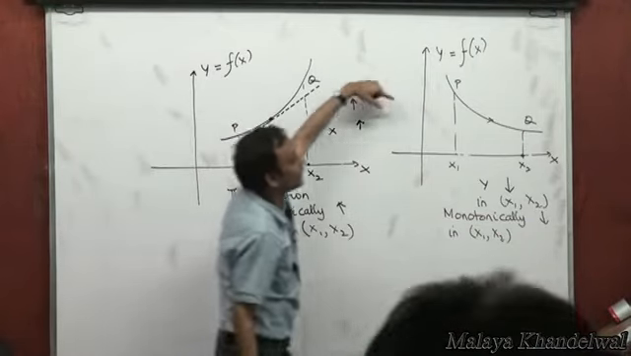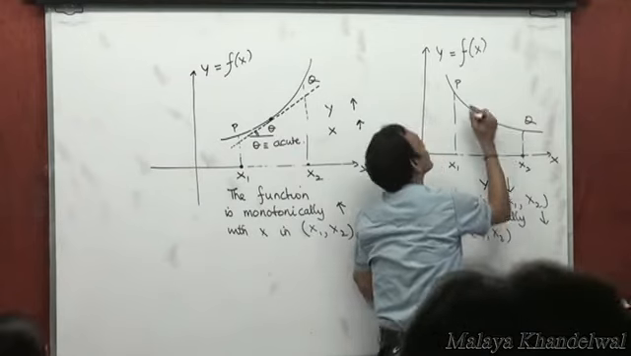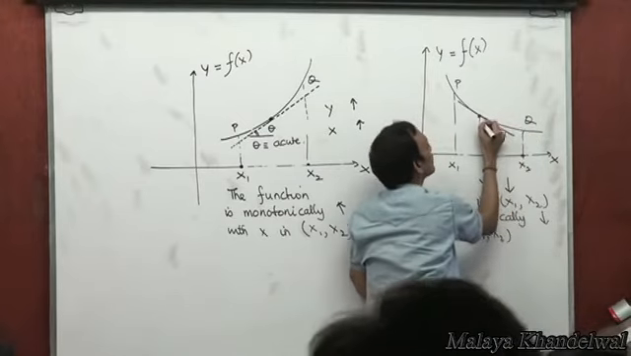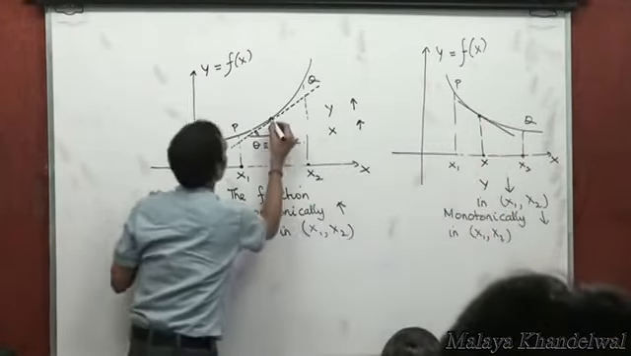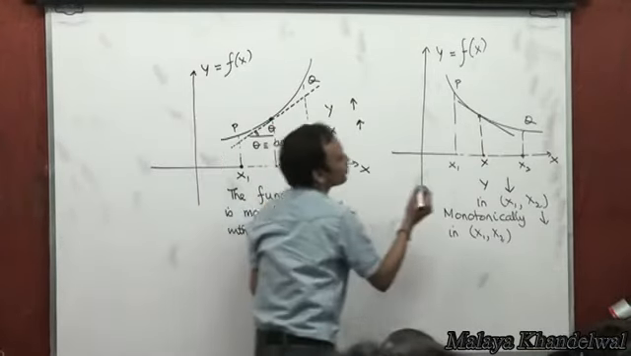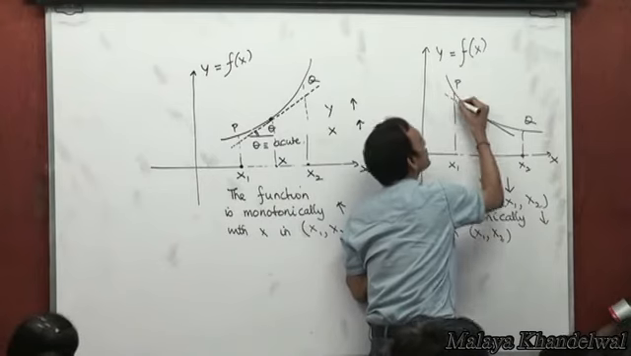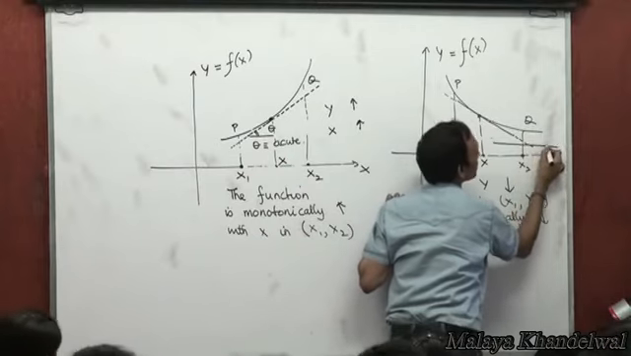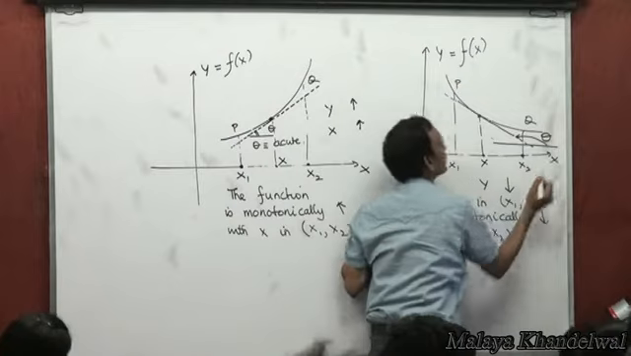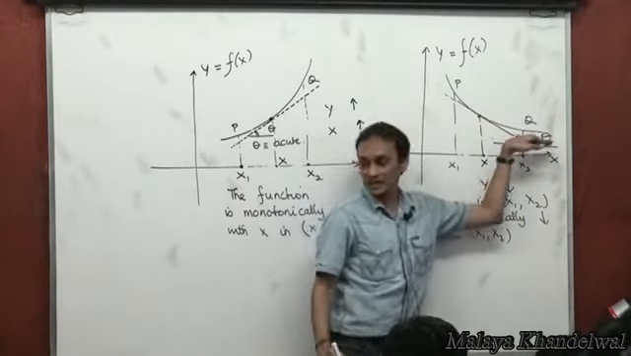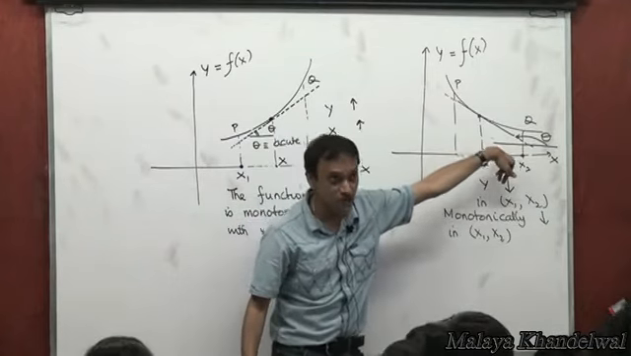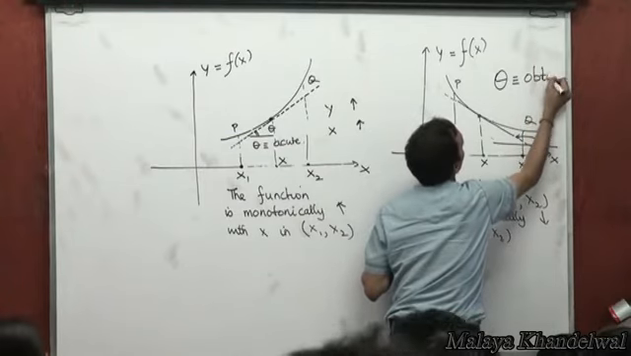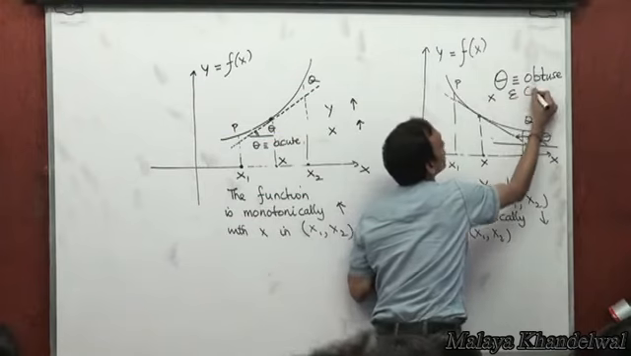Clear? In an interval in which the function is decreasing, if you take any point in this interval and draw a tangent at that point, then realize that the tangent makes an obtuse angle with the positive direction of the x-axis, right? The tangent makes an obtuse angle with the positive direction of the x-axis. Clear? So theta is obtuse here, for any x belonging to x1 to x2.